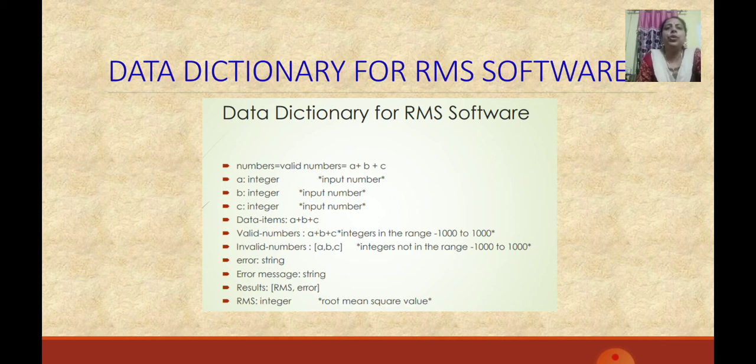So, the data dictionary for RMS software: here I have explained what the values are. A, B, C are integers, input by the user as input numbers. Okay, then valid number: the valid number is between minus 1000 to 1000. Okay, then error is a string. Okay, error message is a string, meaning the data that are used in the DFD is explained in the data dictionary. So this is all about the DFD for root mean square software.